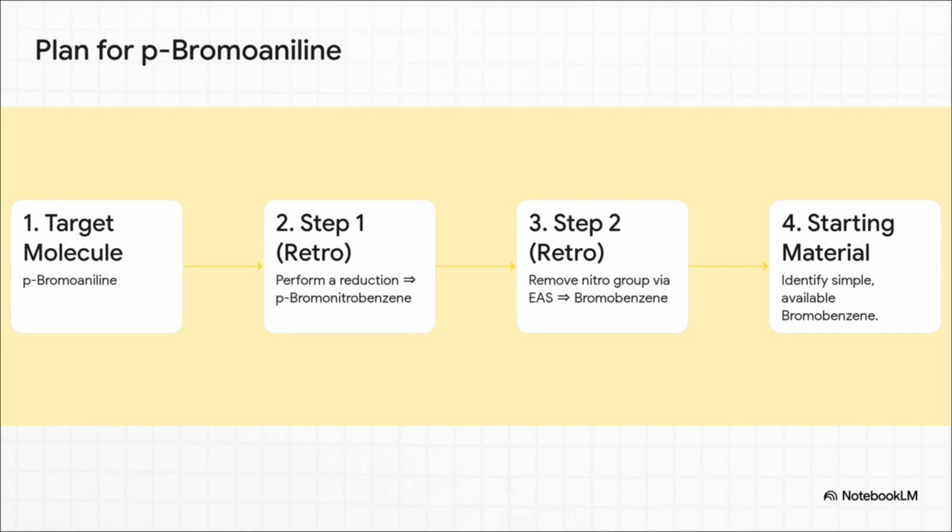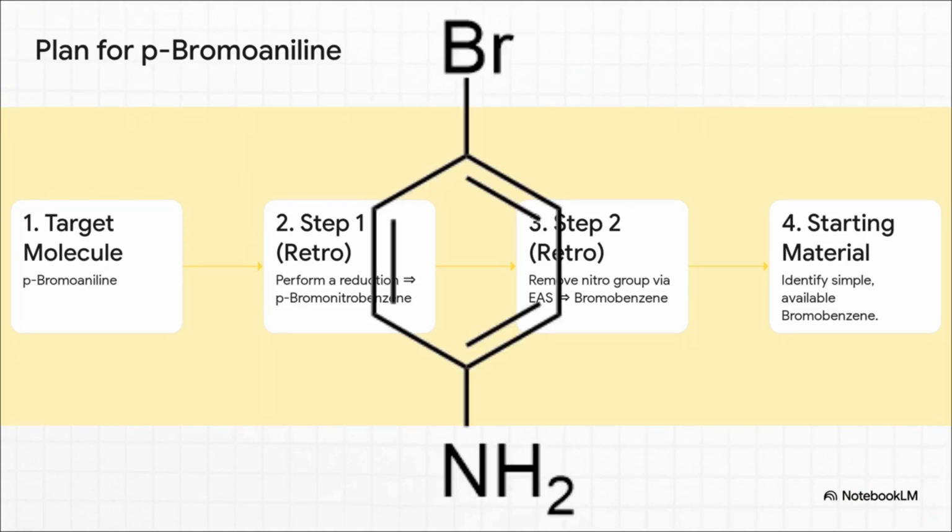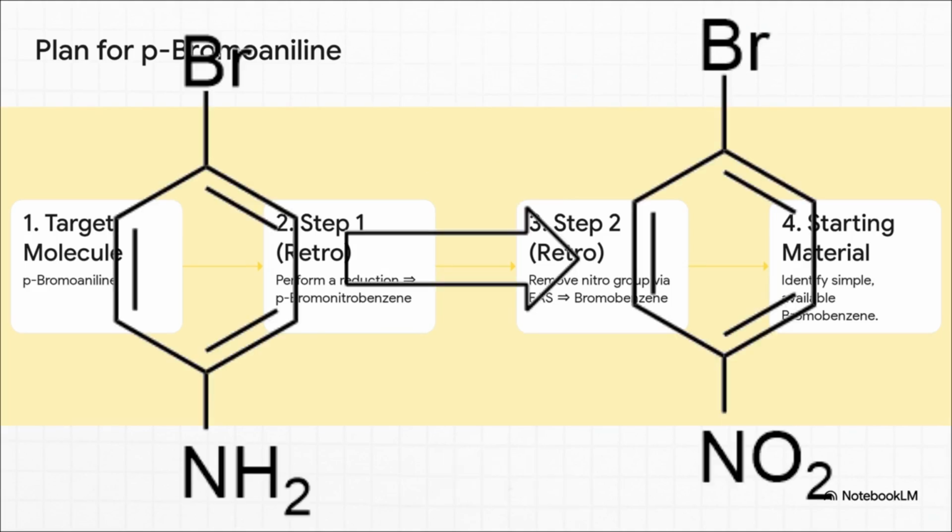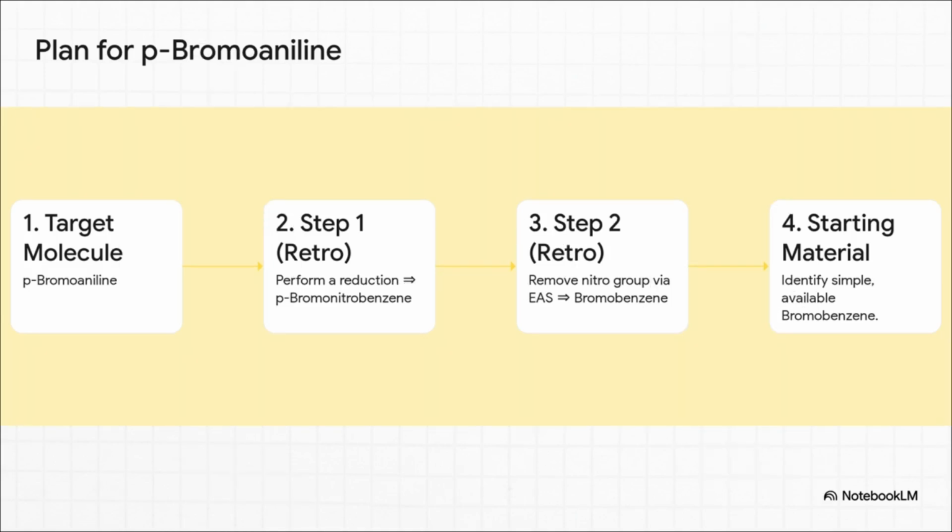Let's try this with p-bromoaniline. Now remember, the key is to think backwards. A chemist looks at this and immediately sees that amino group, the NH2, and they know from experience that it can be reliably made from a nitro group, an NO2. So our first backward step, our first disconnection, is to just imagine swapping that amino group for a nitro. That gives us p-bromonitrobenzene. Now we ask the same question again.